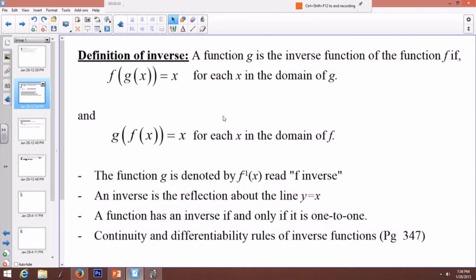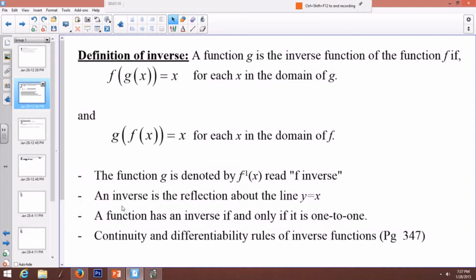Definition of inverse. A function g is the inverse of a function f if, when you compose the function f with g, and then reduce it, the result is x for any x in the domain of g. And then if you compose it the other way, where you have g composed with f of x, then that result after you've reduced everything is x for each of the values x in the domain of f. Remember that the function g is denoted by f inverse, and that's how we read it.